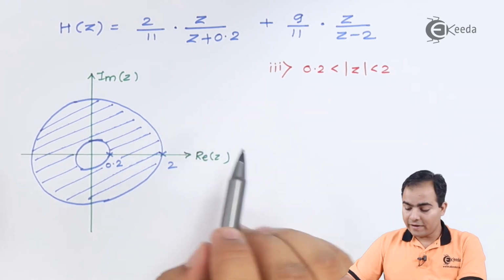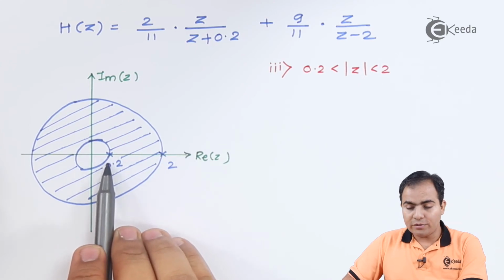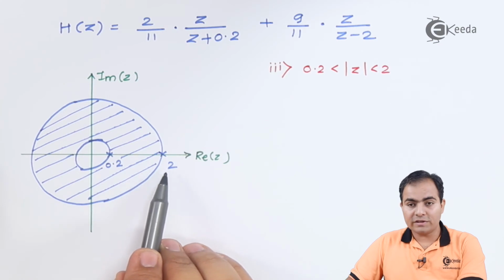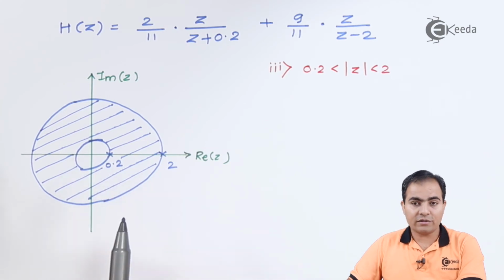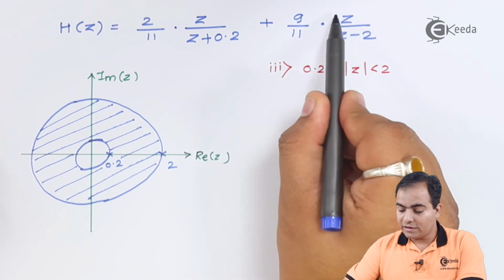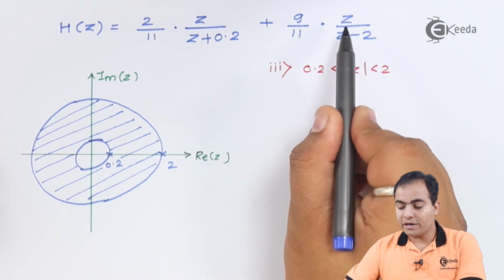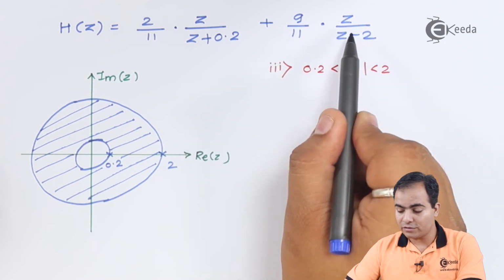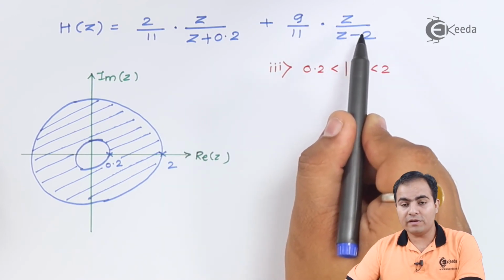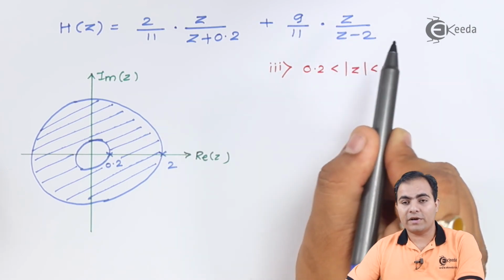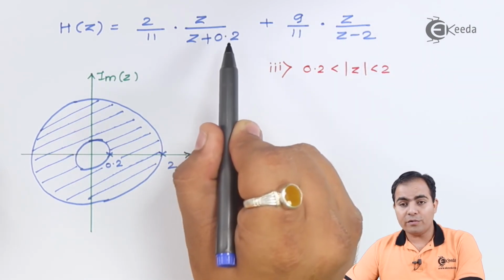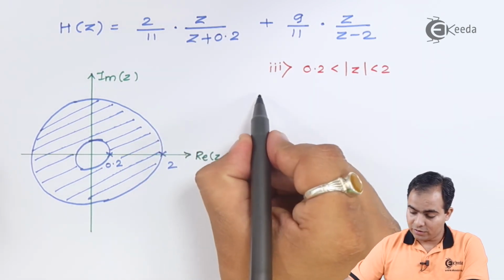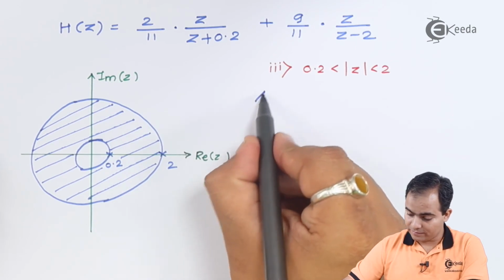Now what we can say is that the circle of radius 0.2 produces a causal ROC, whereas the circle of radius 2 produces an anti-causal ROC. In this case, whenever we are going to write u(n), this pole produces a non-causal ROC, so we are not going to write u(n). u(n) will be replaced by minus u(-n-1). As the point 0.2 produces a causal ROC, here we are going to write u(n) only. So now apply the inverse Z transform.